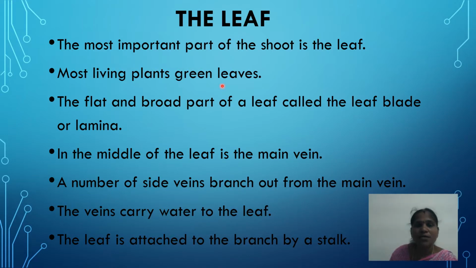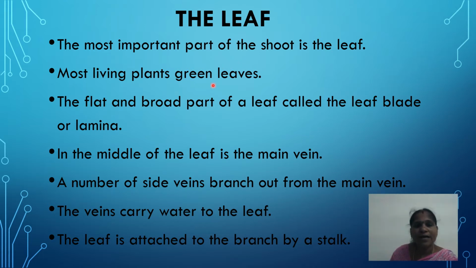The next part is the leaf. We have discussed the root and stem. Next one is leaf. The most important part of the shoot is the leaf. Why do we call it an important part? Does it have a main function? Yes, it prepares food for the plant. Leaves make food for the plant. That's why we call it an important part of the shoot system.